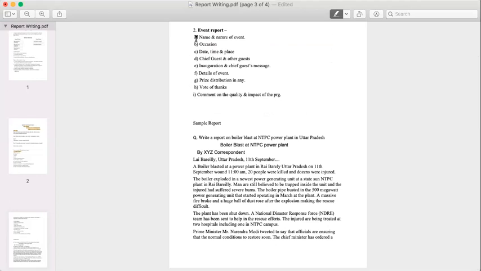If it is an event report, which means a report of some event which has taken place, it can include the name and nature of the event, the occasion, date, time, and place, or we can say date, time, and venue, who were the guests, chief guests, and other guests, inauguration details, and the chief guest's message to be quoted, details of event, prize distribution, if any, vote of thanks, which means who gave the vote of thanks and what were his words, and comment on the quality and impact of the program.